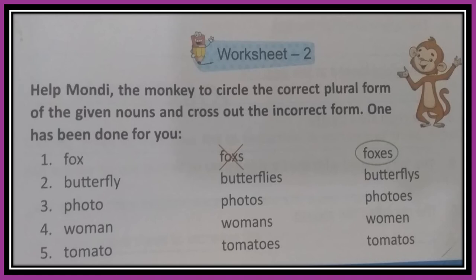Similarly, butterfly. Butterfly ends with Y. Y se pehle kya aata hai? L. L is a consonant. To hum kya karenge? Y ki jagah par I-E-S lagayenge. So which one is the correct word? B-U-double T-E-R-F-L-I-E-S, butterflies. We will circle that word and cross the other one.